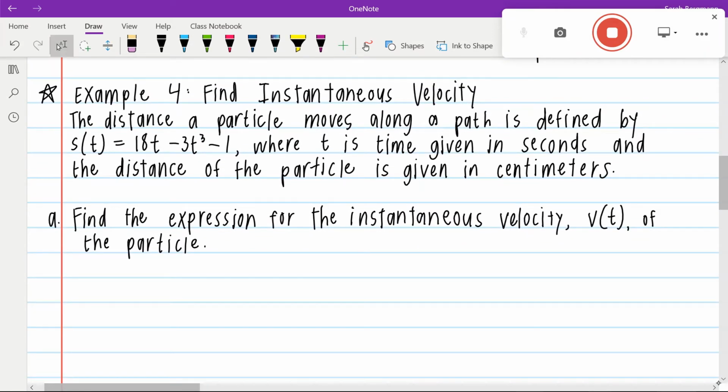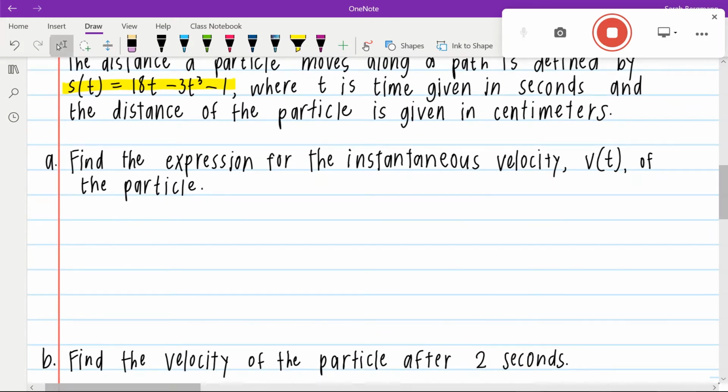Let's do this example together. The distance a particle moves along a path is defined by this function S of t, where t is the time given in seconds and the distance of the particle is given in centimeters. Part A, find the expression for the instantaneous velocity v of t of the particle. So, like we said earlier, v of t, the velocity function, can be found by taking the derivative of a position function.